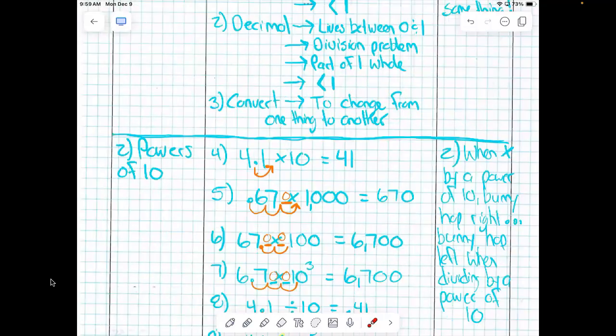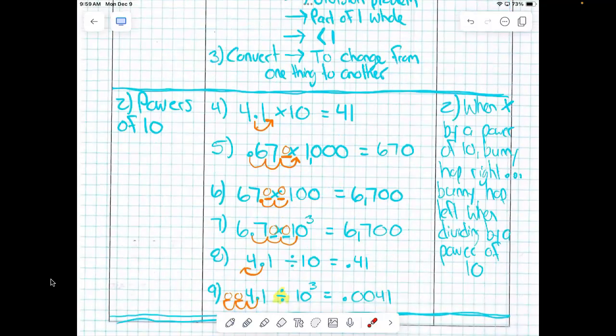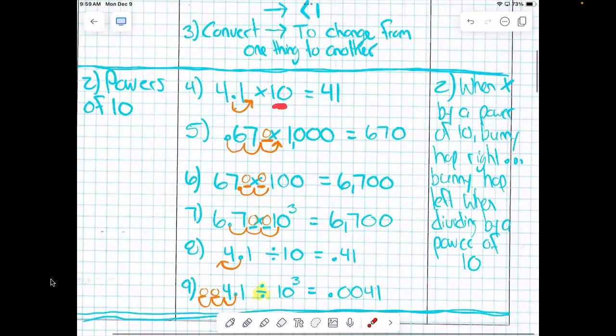Yes. All right, if you have a power of 10, this is a review. If we're multiplying by a power of 10, is this a power of 10? Yes. Is this a power of 10? Yes. If you're multiplying by a power of 10, we simply do what? Bunny hop which way? To the right. So how many zeros do you see here? 1. So we bunny hop to the right one spot, right? Yes. How many zeros do you see here? 3. So we bunny hop to the right 3 times, right?